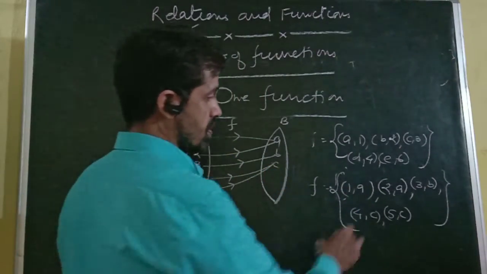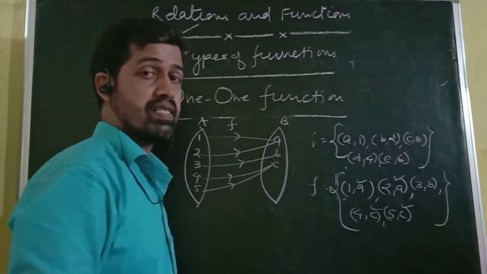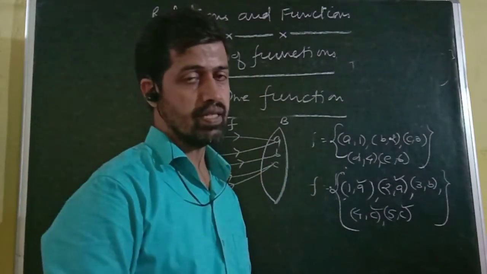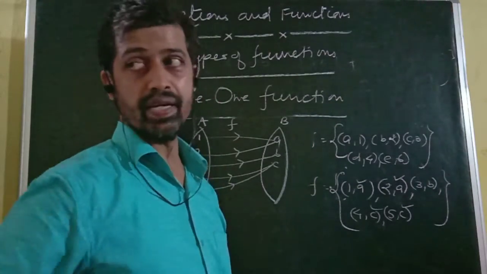So what is being observed? That second element is repeating. So whenever the second element of an ordered pair is repeated, then we say that it is not a one-one function, rather it is many-one.